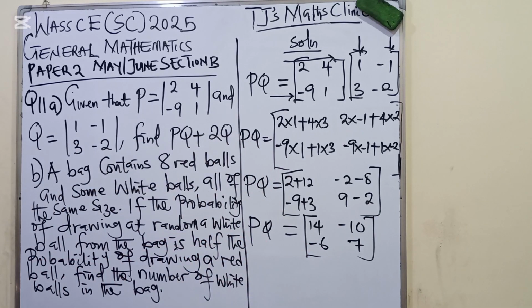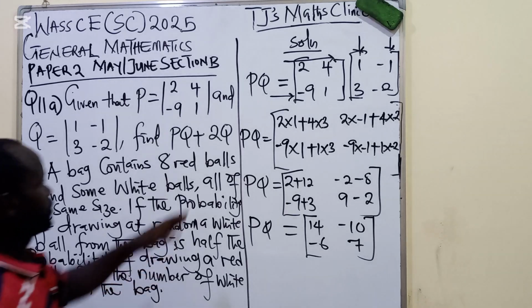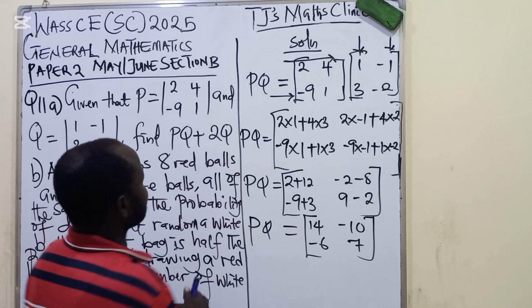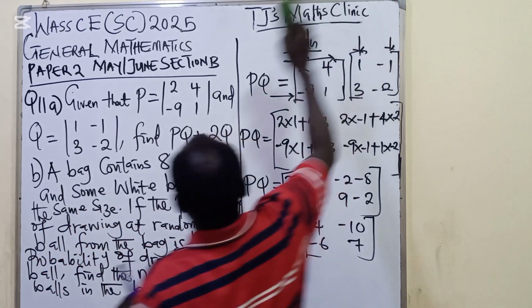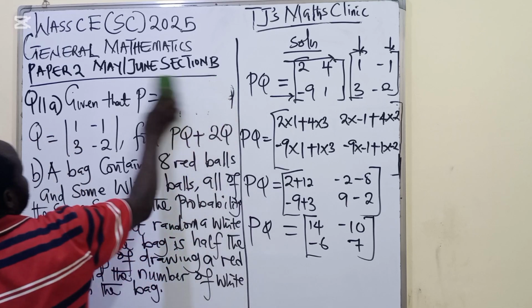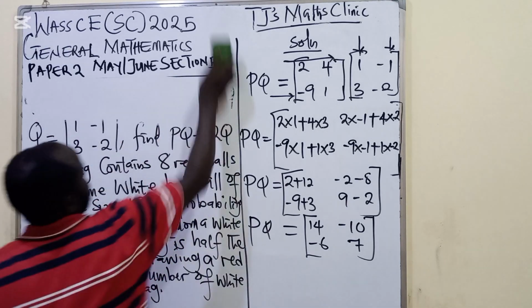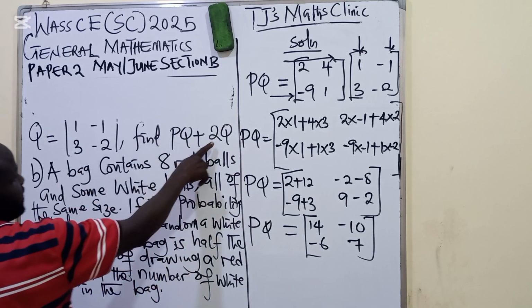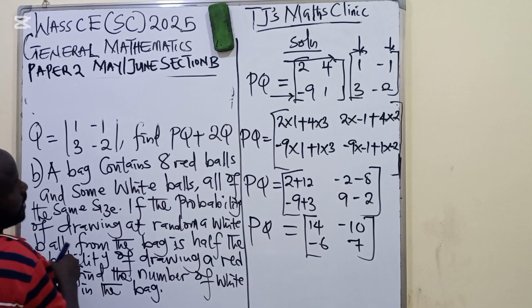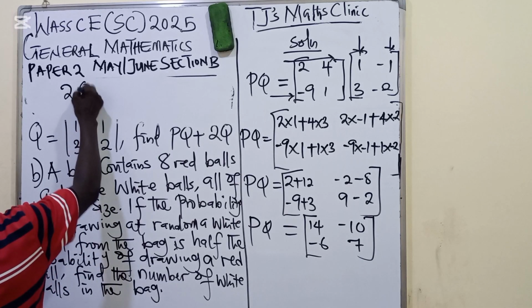So this is the matrix PQ. So we have our PQ now. Let me clean here. Then the next thing to do now is to multiply to get 2Q.